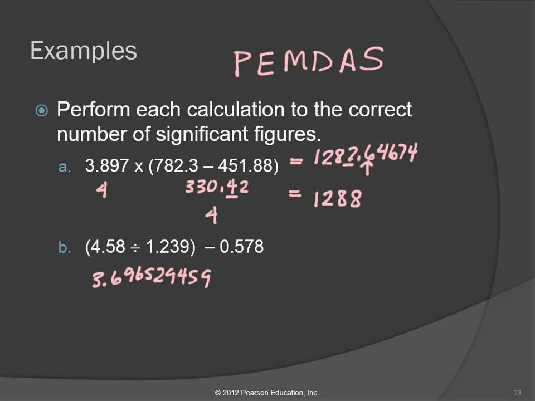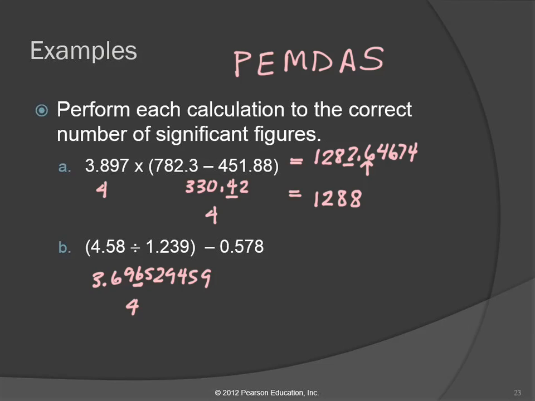If that was my final answer, how many sig figs should it have? 3. This one has 3, and this one has 4. This is division. So we're just counting sig figs, not looking at decimal places. So that would be 3, 6, 9, and 6. That would be the last significant figure. Don't round it off. You don't have to type it back into your calculator again because it's already in there.